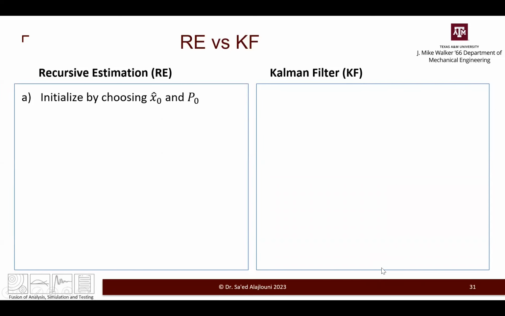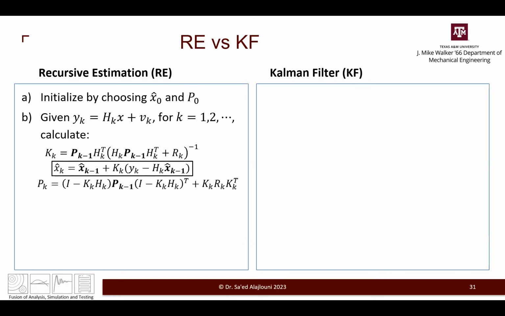Okay, I'm going to repeat, which is important, the major result: you can code the recursive estimation and then compare it to the Kalman filter. You initialize, and then you have a measurement model. Here we assume that x is a constant. Then we update the Kalman gain, k. We have an expression for that. Then we update our estimate, x hat sub k, and then we update the covariance matrix P.